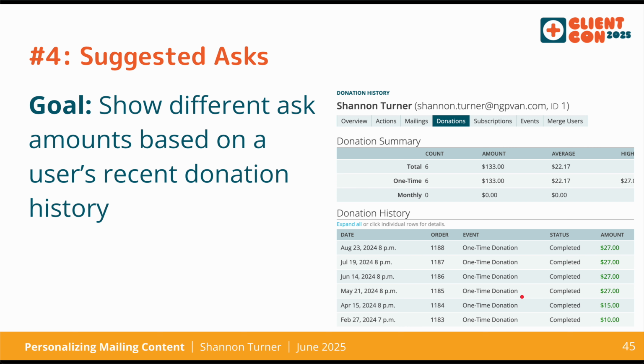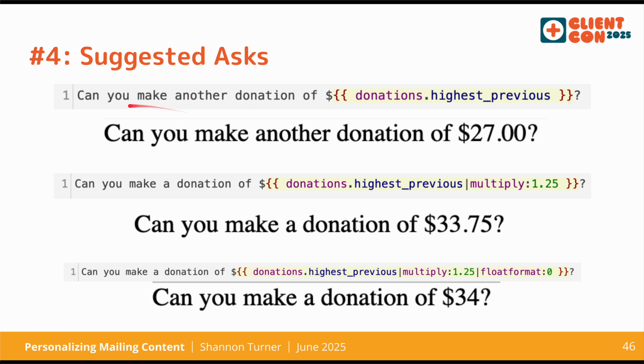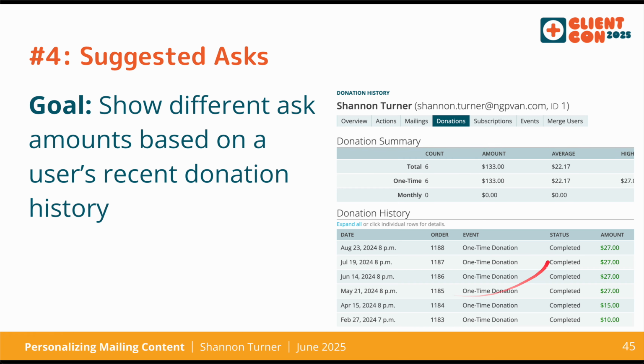So number 4 is suggested asks. I want to show different ask amounts based on a user's recent donation history. So here in this first example, can you make another donation of donations.highestprevious? And if we look back at the donation history for this user, we see that their highest donation that they've made was $27.